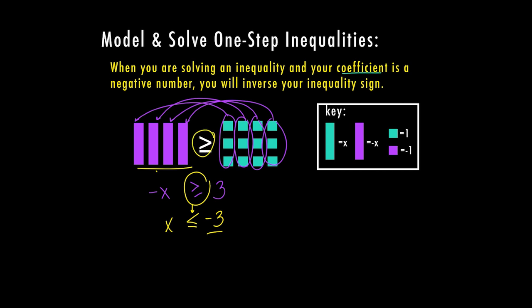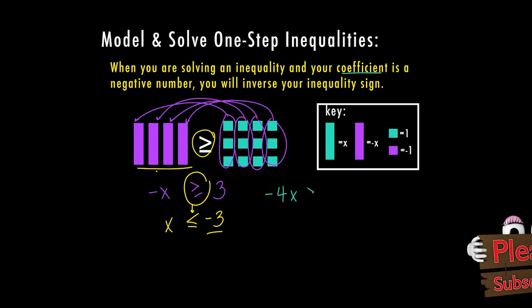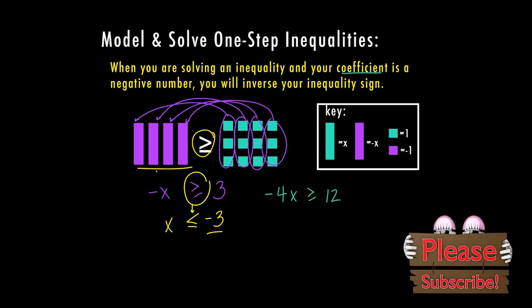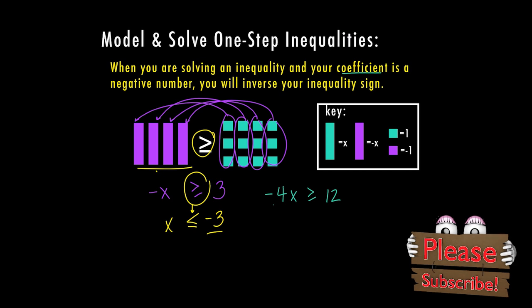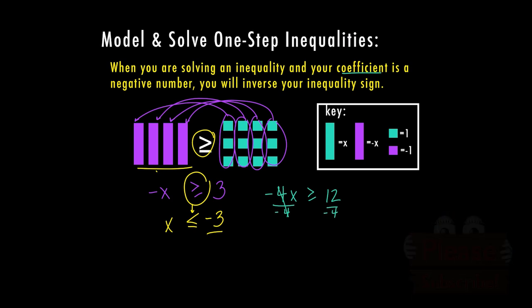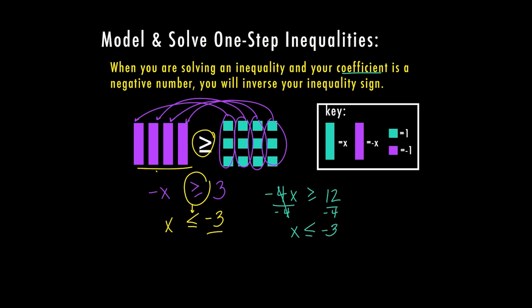So let's go ahead and write this out mathematically. So mathematically, we have negative 4x is greater than or equal to 12. So the one thing I had to do was divide both sides by negative 4, and then x ended up being less than or equal to negative 3.